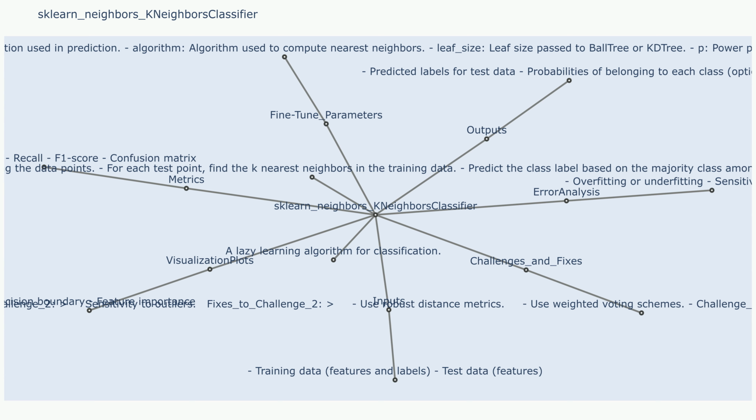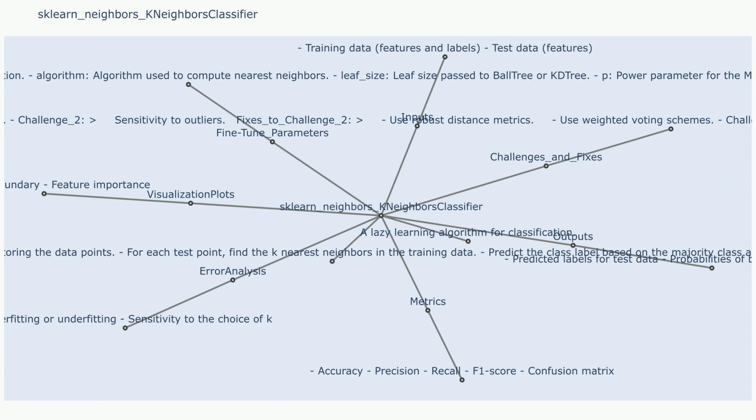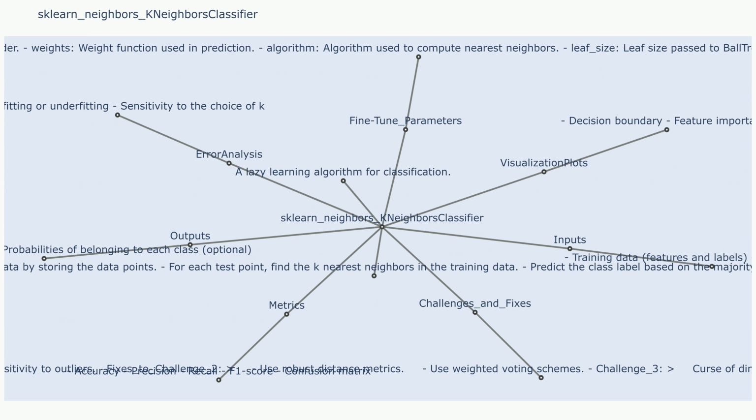Challenges and fixes. Challenge 1: Curse of dimensionality, performance degradation in high-dimensional spaces due to sparse data distribution. Sample use case that resulted in Challenge 1: classifying images using pixel values as features. Fixes to Challenge 1. Feature selection: reduce the number of features by selecting the most relevant ones. Dimensionality reduction: apply techniques like principal component analysis (PCA) to reduce dimensionality while preserving important information.